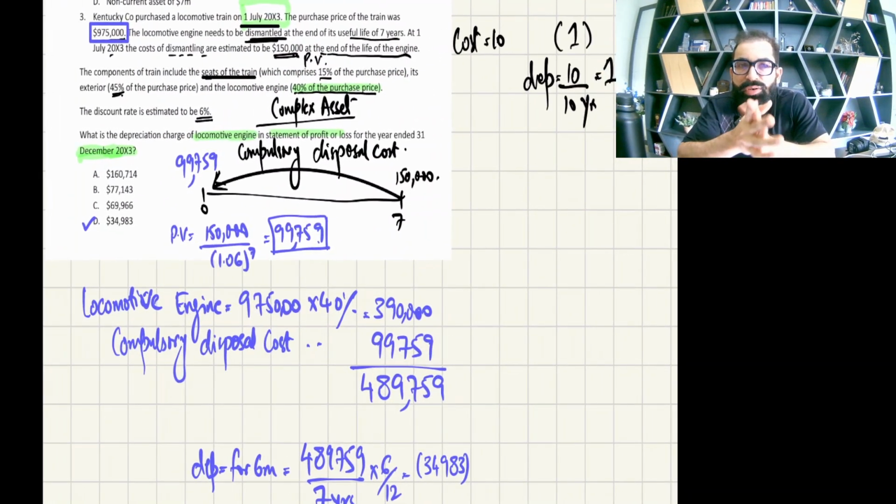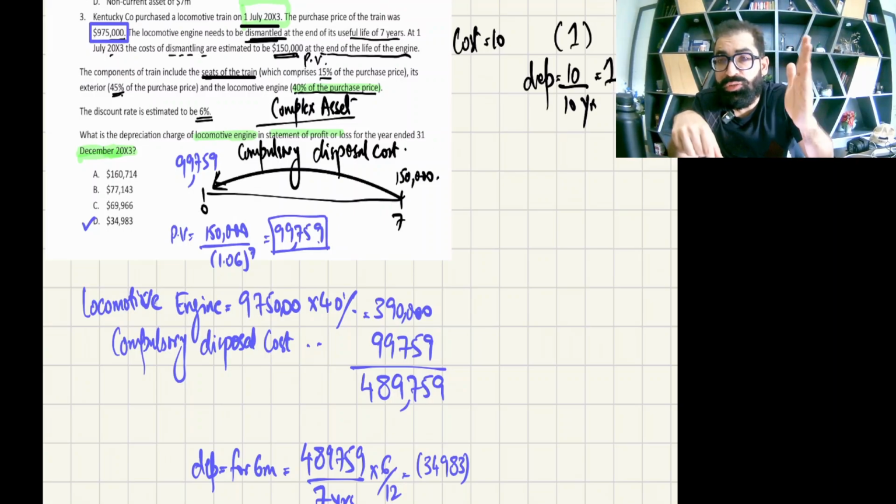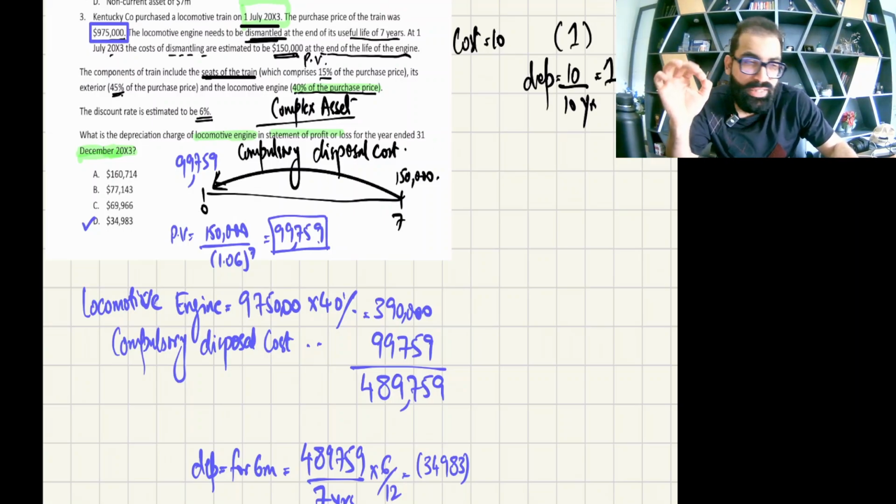Complete question in front of you on the screen. You can see they only want 6 months depreciation. Why? Because we bought the asset on 1st July X3 and your year end is 31st December X3.